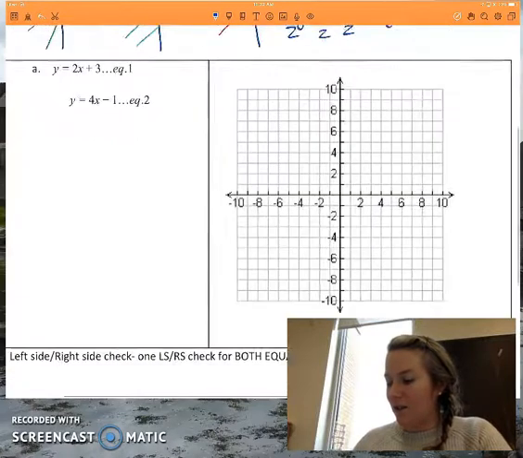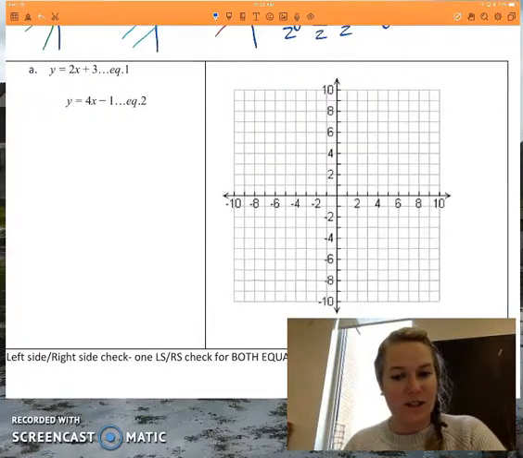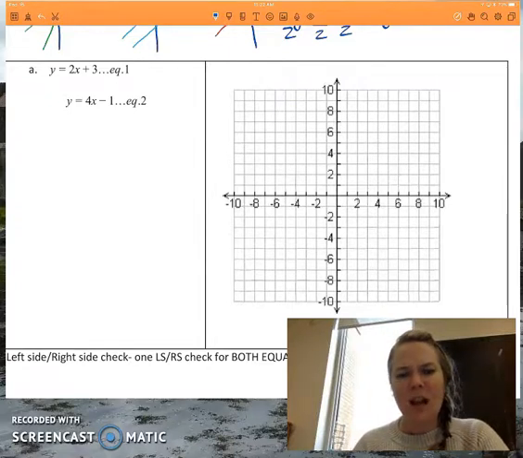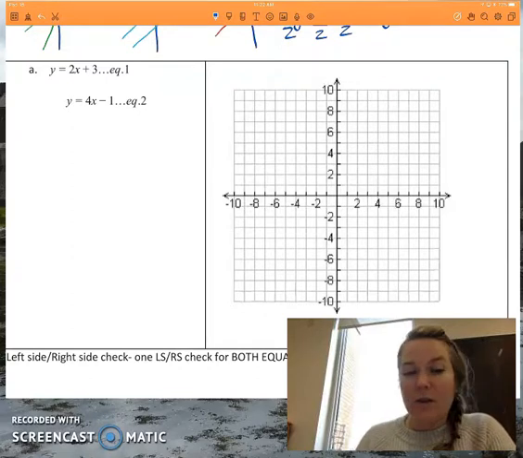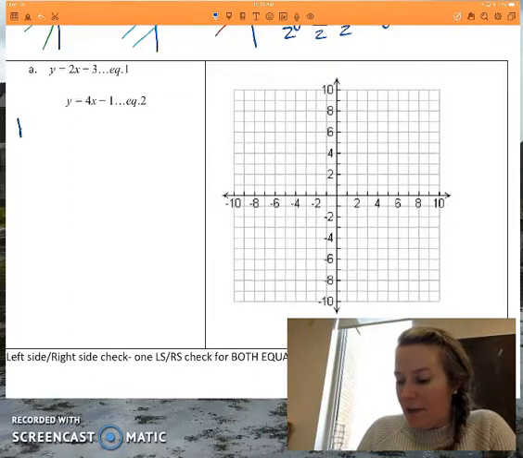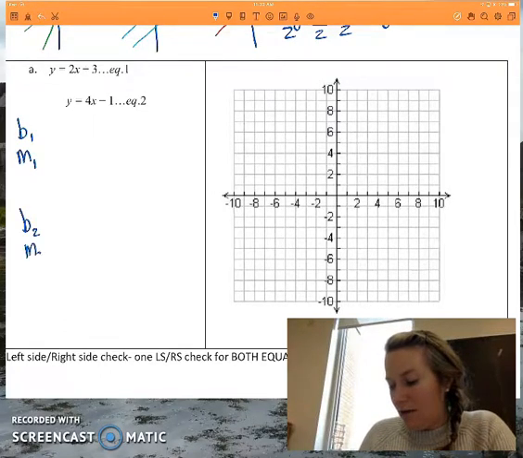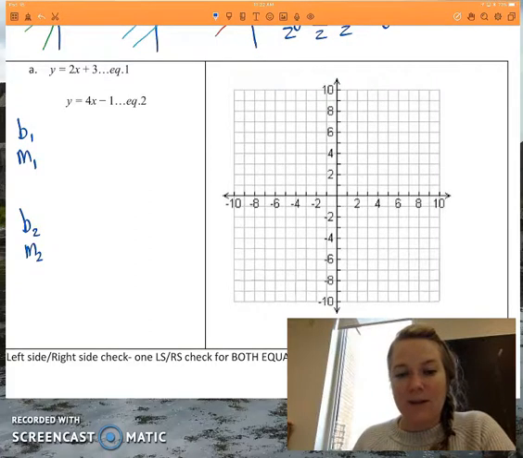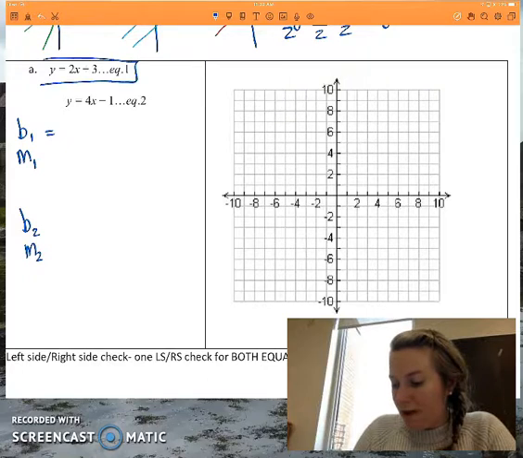So let's continue. Let's take a look here. Let's actually find the point of intersection. I'm going to graph both of these. I'm going to use two different colors. And you'll notice they're in slope-intercept form. So I'm going to find B1, M1 and graph it, and then B2, M2. So intercept 1, slope 1, intercept 2, slope 2.